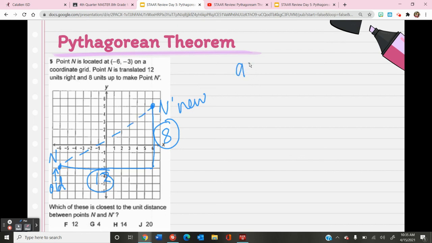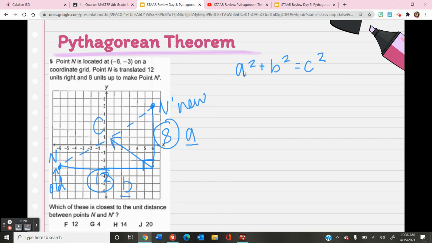So again, the Pythagorean theorem was a squared plus b squared equals c squared. And I can only do this because this creates a 90-degree angle. And again, I point my arrow diagonally to my hypotenuse. So this happens to be what I'm looking for. So my A is my altitude, so 8 is my altitude. And then I have B as my base, so 12 is B.